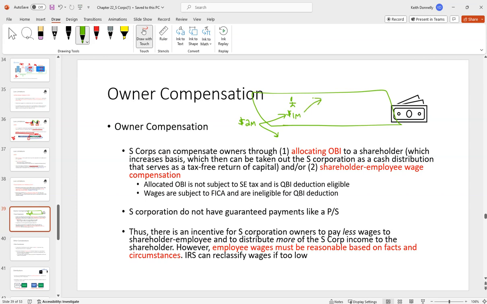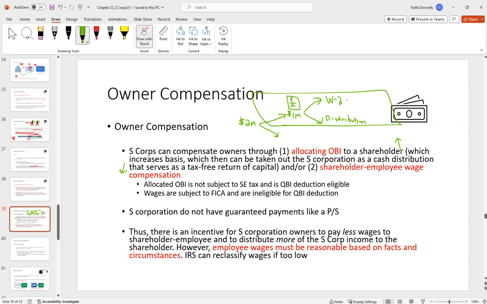How you can allocate this is through wages or essentially ordinary business income that makes the basis go up. And when the basis goes up and we make a distribution, it's a tax-free return of capital. So it's basically a distribution, kind of like a dividend almost. But the question becomes, if you're this guy right here, does it matter to you? Like, just split it however you want, right? Well, there is something you should be aware of here.